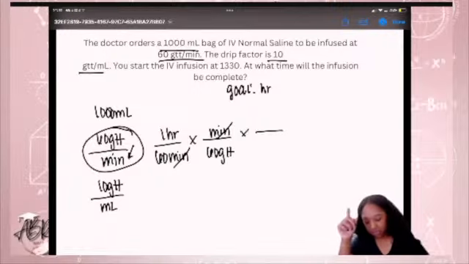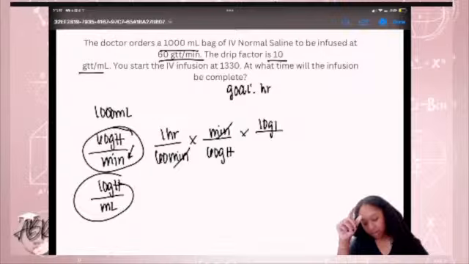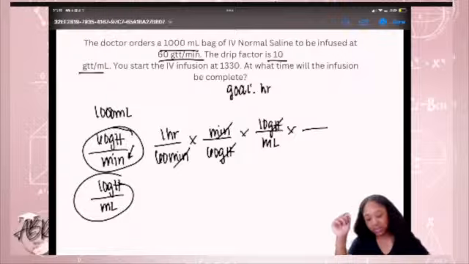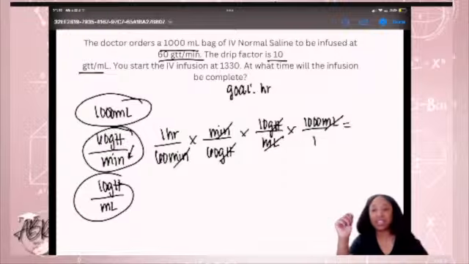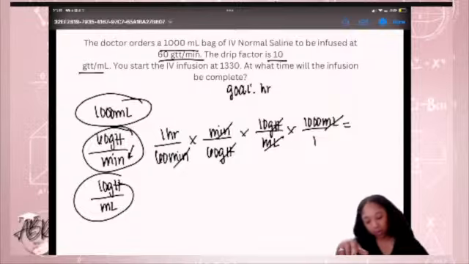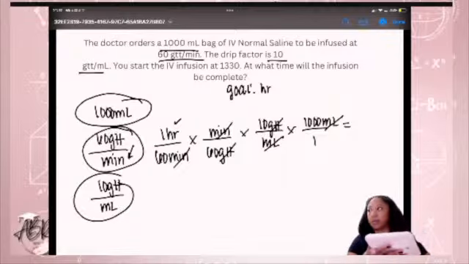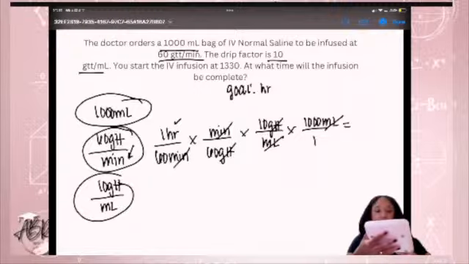So, I'm going to put this one right here. 10 drops per ml. Drops crosses out. Now I've got milliliters at the bottom. I have this one right here. 1,000 mLs and it's by itself, so it'll go over 1. Everything has now crossed out on the top and the bottom except for what we're looking for, which is your hours, okay? So now we'll do 10 times 1,000 divided by 60 divided by 60.